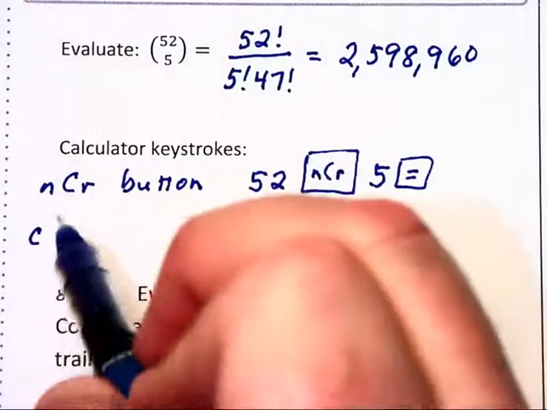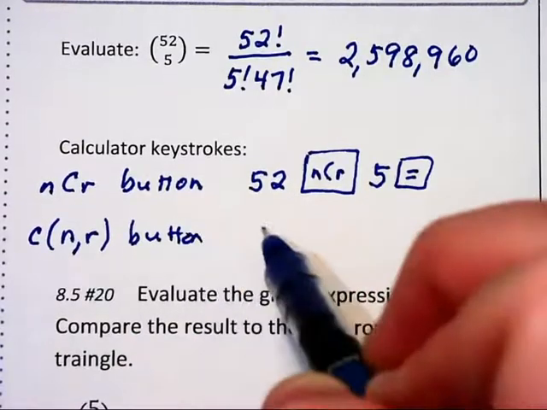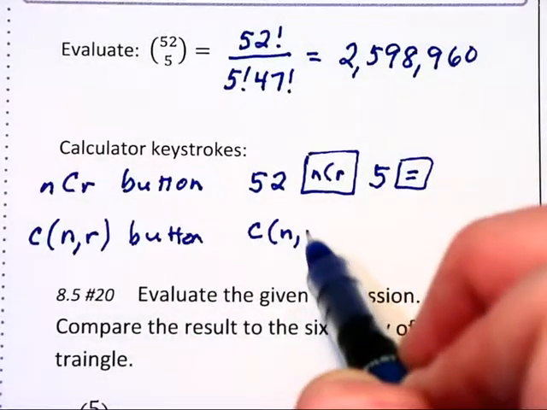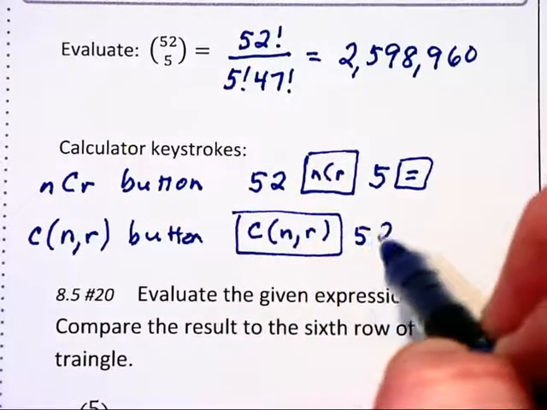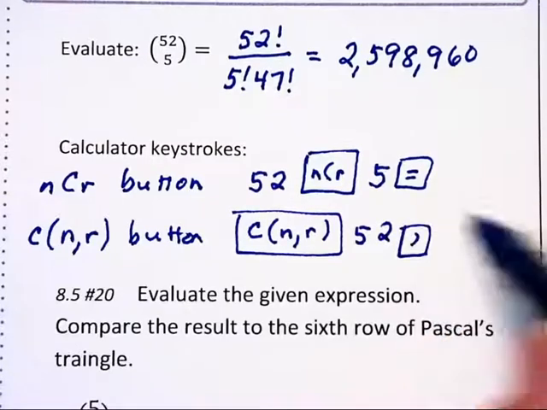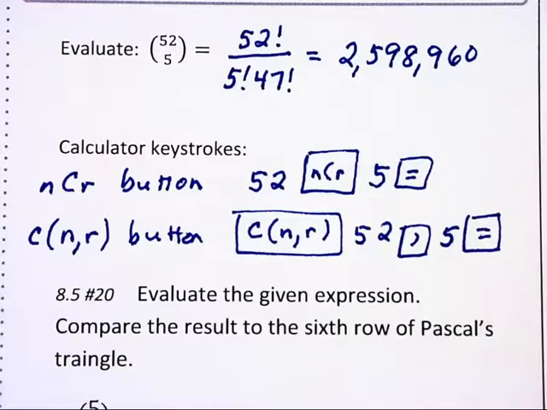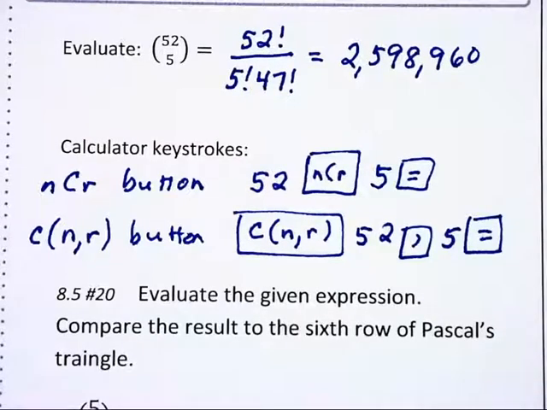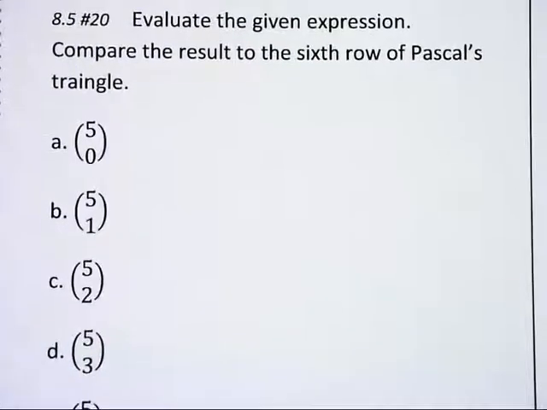If you have a C of n comma r button on your calculator, you are going to hit that C of n comma r button first, then type your 52, then hit your comma key on your calculator, 5, and then equal after it to get that 2,598,960 value. In this next exercise, they want to show us the connection between combinations and Pascal's triangle.